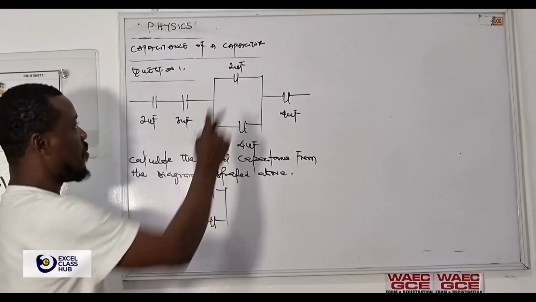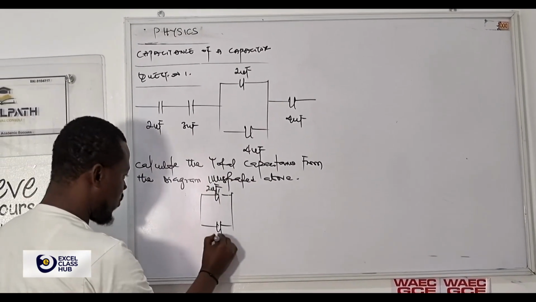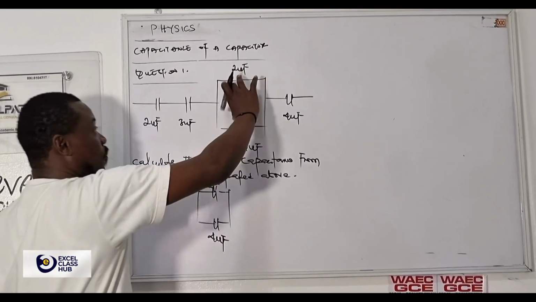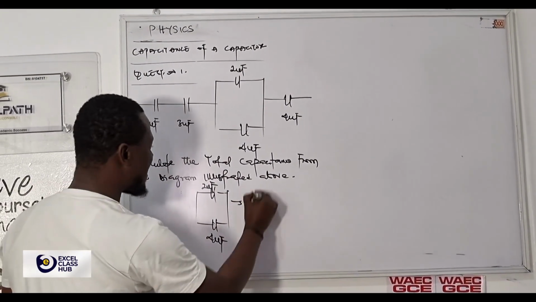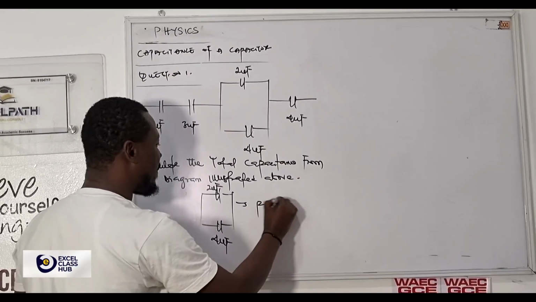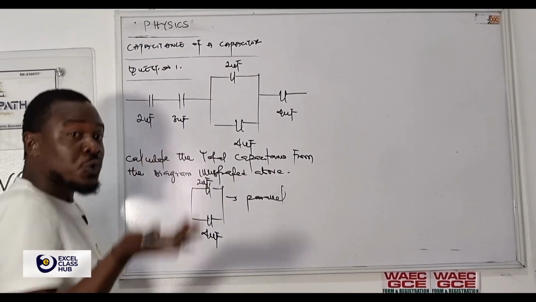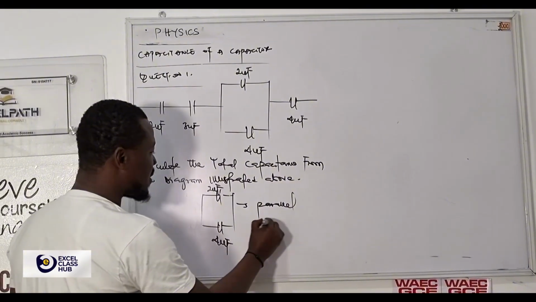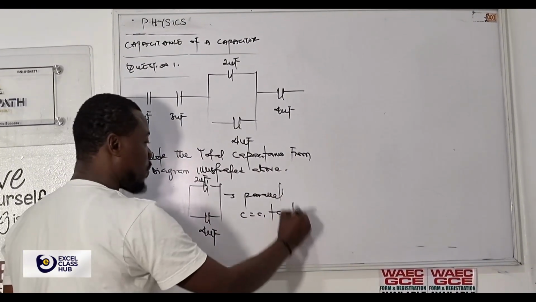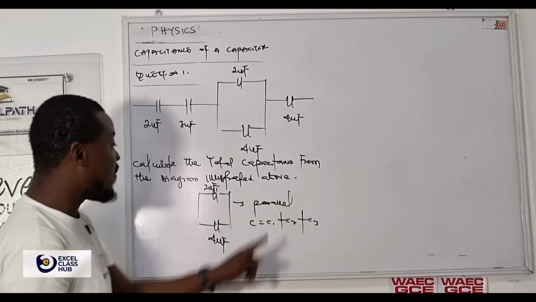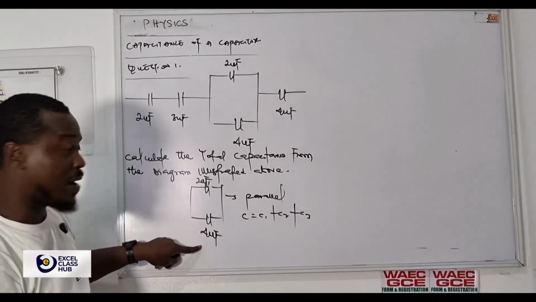Yes, understood? Remember you have 2 microfarad, and this one you have 4 microfarad. That means if I bring this one out, remember I told you that whenever you have something like this, it is arranged in parallel. Are you with me? It's not up to 3, it is 2. Since it's up to 2, that means you have C equals C1 plus C2. Assuming it's up to 3, you have plus C3.